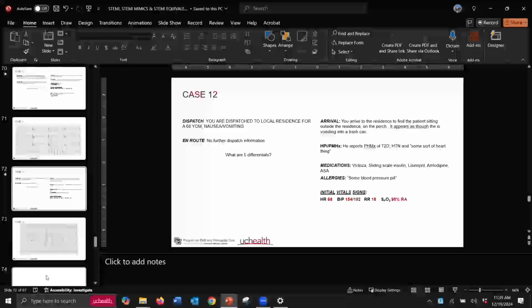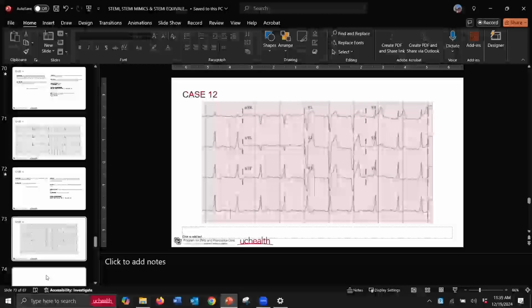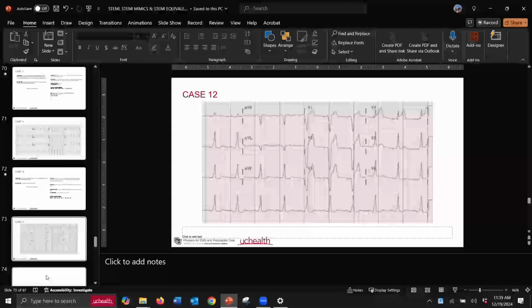Heart rate 68, blood pressure of 154 over 102, a respiratory rate of 18, and a room air saturation of 95%. What do you want? There it is. STEMI, STEMI equivalent, STEMI imposter.